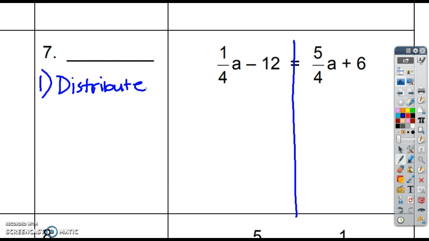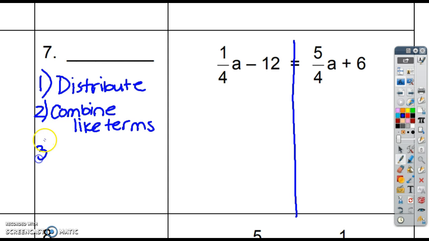Okay, for this one, on this side, do we have any parentheses? Do we have anything that we need to distribute? No. So the next thing I need to do is I'm looking to see if there's any like terms that I can combine. On this side, do I have any like terms I can combine? No. This side? No. Okay.